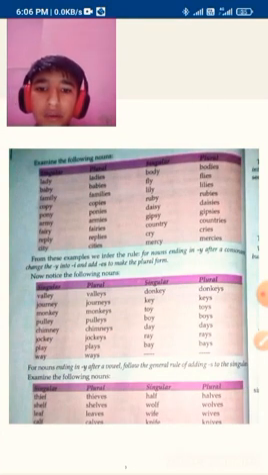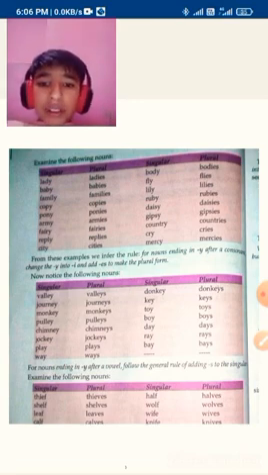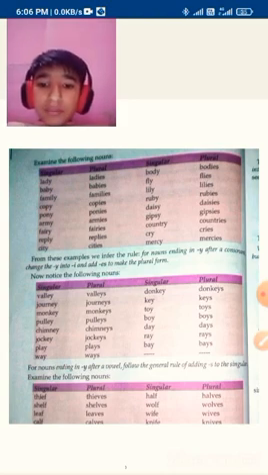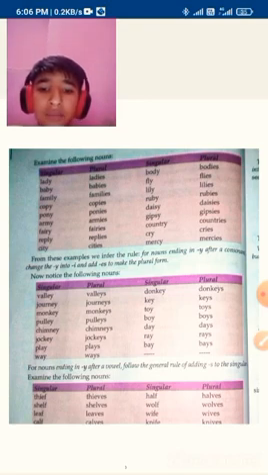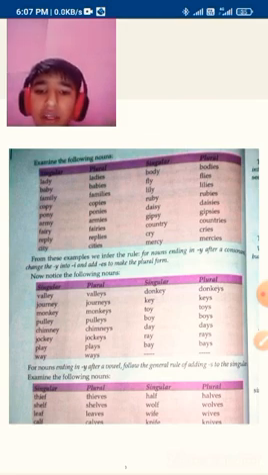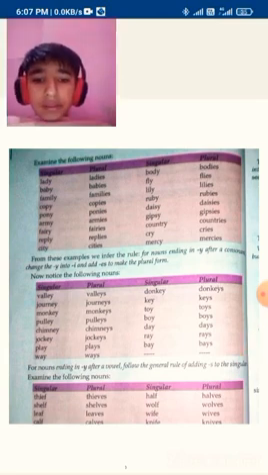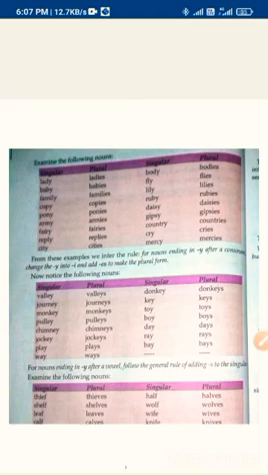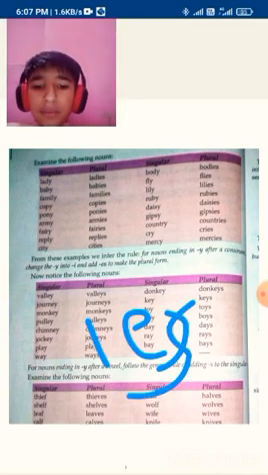Examine the following nouns: lady, ladies; baby, babies; family, families; copy, copies; pony, ponies. From the examples, we infer the rule for nouns ending in y. After a consonant, change the y into i and add es to make the plural form. As we can observe, let's take gypsy. In this, there's a consonant before y, so y will change into i and es will be added.